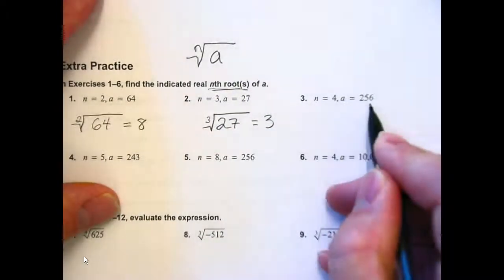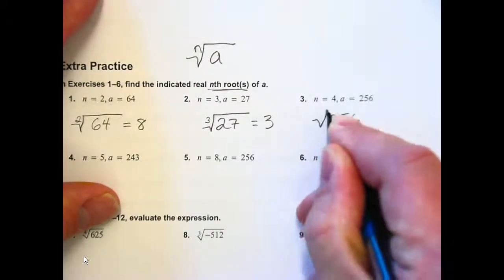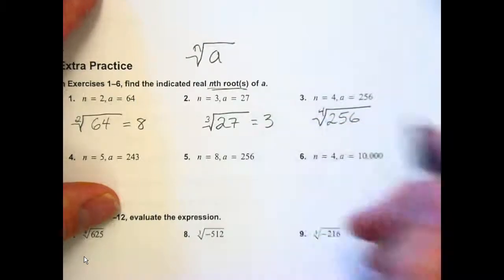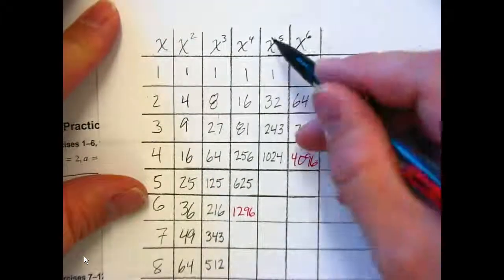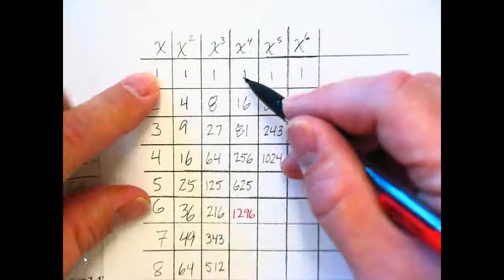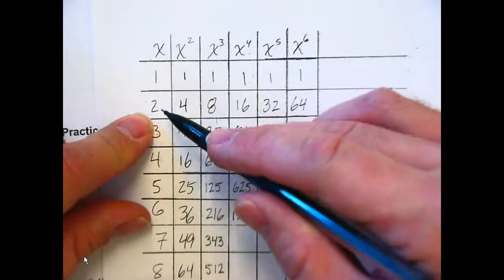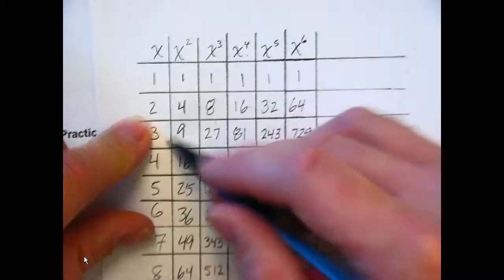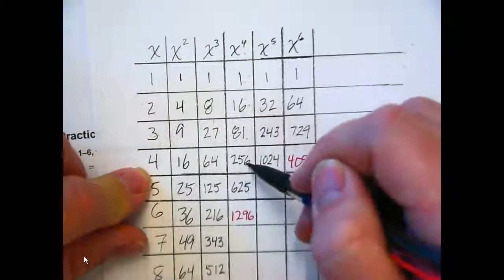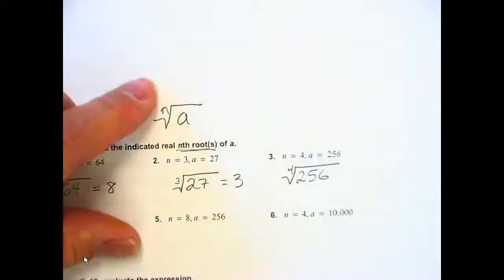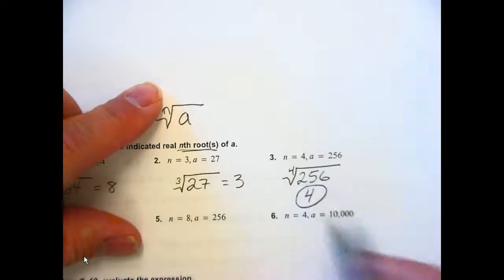So when I'm taking the nth root of A here, I'm taking 256 and I'm finding the fourth root of it. So once again, using your table that you've already done, 1 times 1 times 1, 4 times is 1. 2 times 2 times 2 times 2. 3 to the fourth is 81. 4 to the fourth is 256. Well, that's what I want here. 4 times itself 4 times makes 256. This answer is 4.